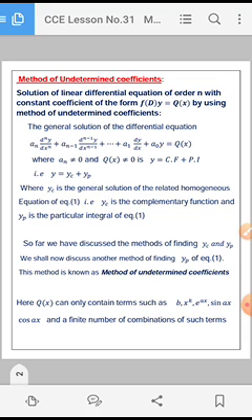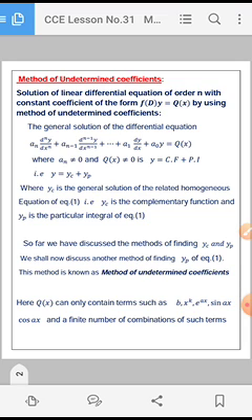Here yc is the general solution of the related homogeneous equation of equation 1. yc is the complementary function and yp is the particular integral of equation 1. So far we discussed the methods of finding yc and yp. We shall now discuss another method for finding yp of equation 1. This method is known as the method of undetermined coefficients.